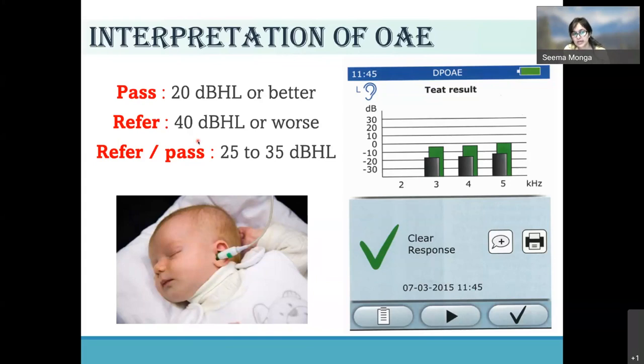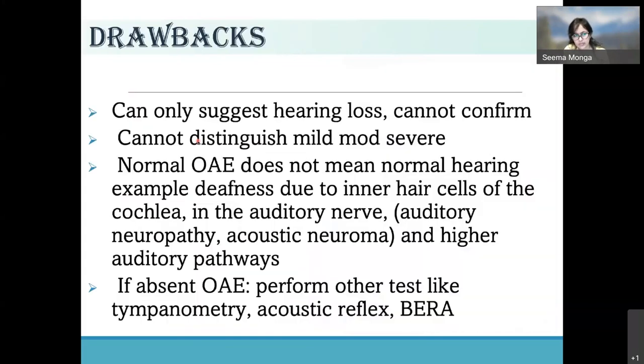What are the drawbacks? The drawback is that it can only suggest hearing loss. It is only a screening test. It is not a confirmatory test. So it is used only for screening. The main use of OAE nowadays is for screening of newborn babies. You cannot distinguish between mild, moderate, and severe. It can only suggest that there is hearing loss. You don't know whether it is retrocochlear, what it is. So normal OAE does not mean normal hearing.